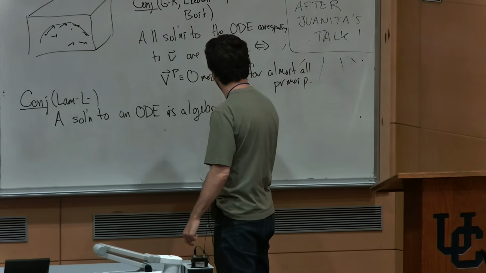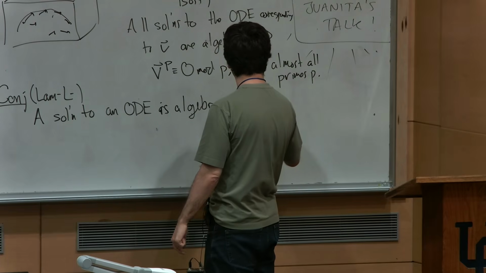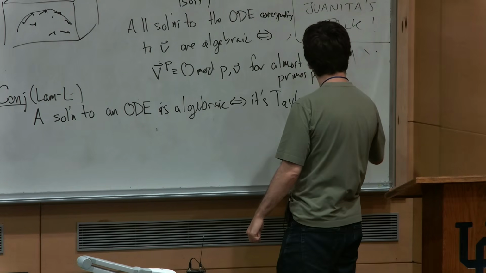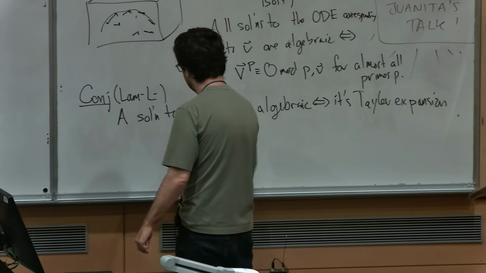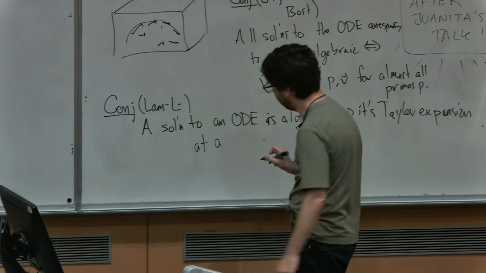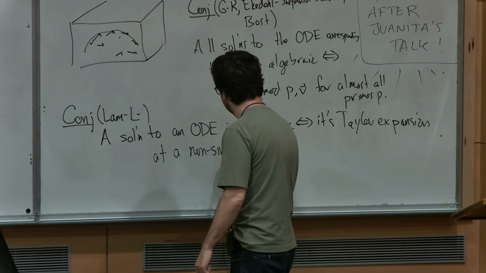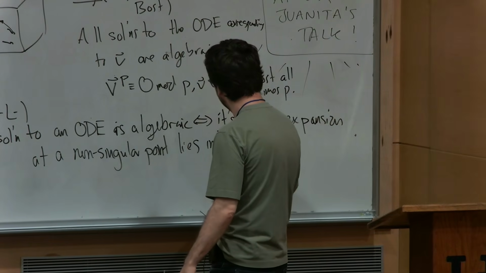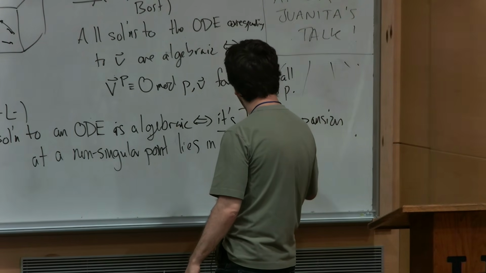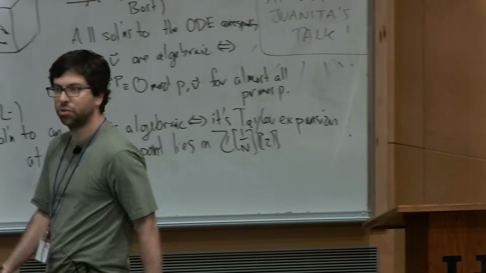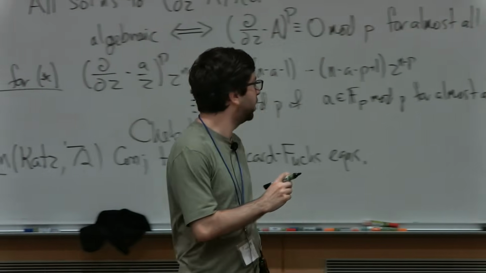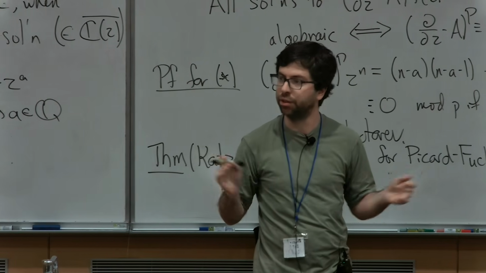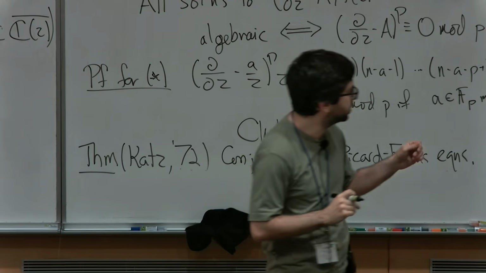A given solution is algebraic if and only if its Taylor expansion at a non-singular point of the ODE, so a point where this vector field is defined, lies in Z adjoin 1 over n, double brackets little z, for some n. Another way of saying this is that you should be able to test if a solution to an ODE is algebraic by looking at its Taylor expansion at any point and checking if only finitely many primes appear in the denominators of the Taylor expansion. Okay, so that's the conjecture.